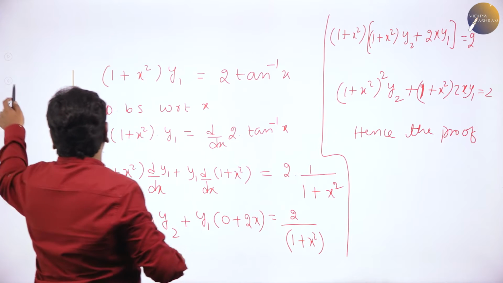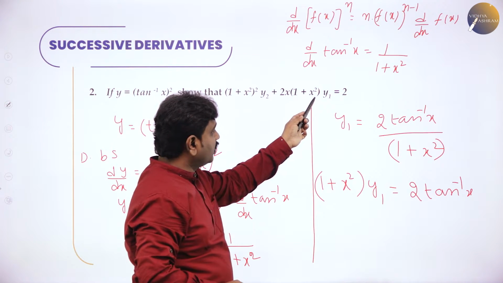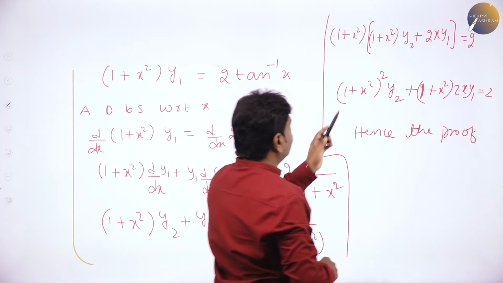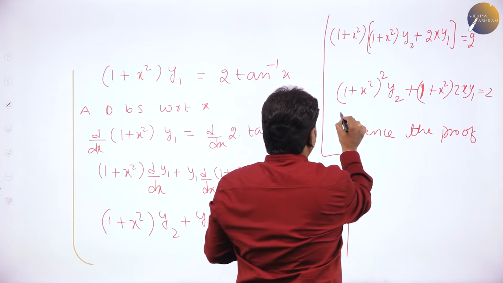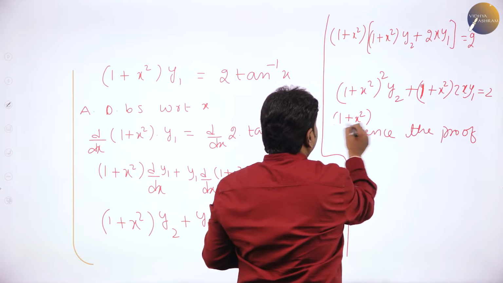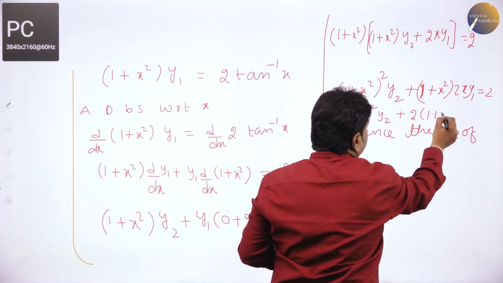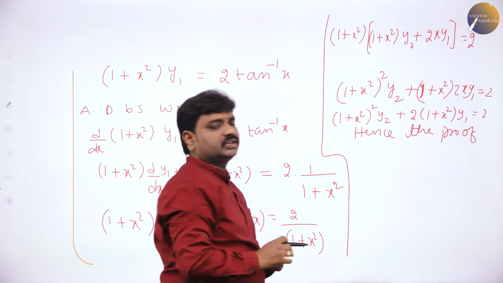Refer, they want you to prove 1 plus x square whole square y2 plus 2x into 1 plus x square y1 is equal to 2. So we'll see whether we got this. Yes, 1 plus x square into y2, and 2 is here. You can rearrange and write whatever they want. 1 plus x square into y2. First they want 2, so I'll arrange like this. You know, the product is commutative, into x y1 equal to 2. Rearrange, you'll get it. That's it. Hence the proof.